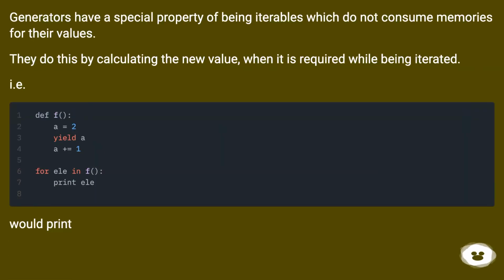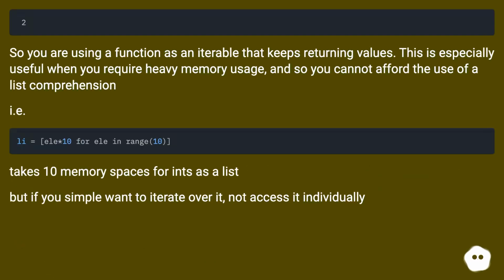Generators have a special property of being iterables which do not consume memory for their values. They do this by calculating the new value when it is required while being iterated. So you are using a function as an iterable that keeps returning values. This is especially useful when you require heavy memory usage, and so you cannot afford the use of a list comprehension, which takes 10 memory spaces for ints as a list.